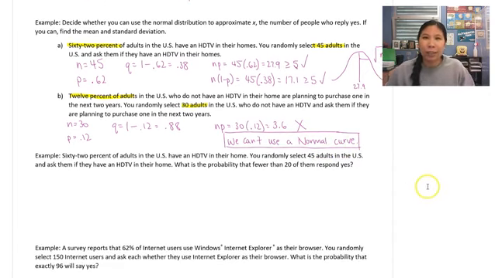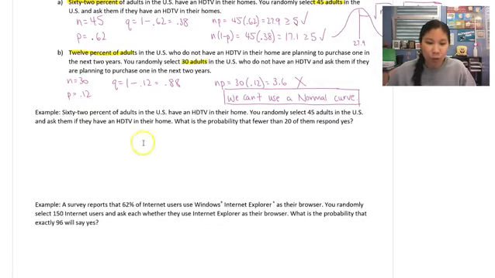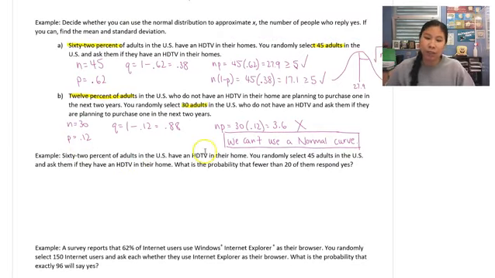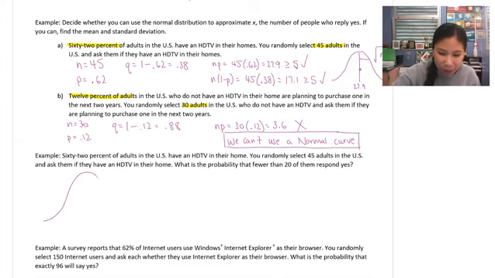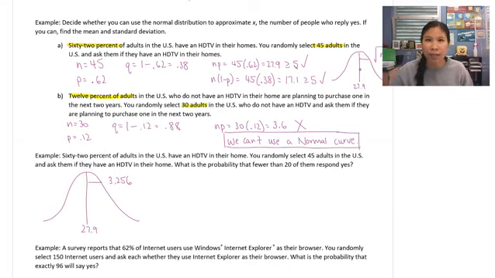Okay, so now I want to do an example where we're actually finding probabilities. In this problem, 62% of adults in the US have an HDTV in their home. You randomly select 45 adults in the US and ask them if they have an HDTV in their home. What is the probability that fewer than 20 of them respond yes? The setup of this we have a good idea of now, because we just used all these numbers in part A of our previous example, and so we know a normal curve would fit. We also already know our mean is 27.9, because we did n times p, and we know our standard deviation is 3.256, because we did the square root of n times p times q.